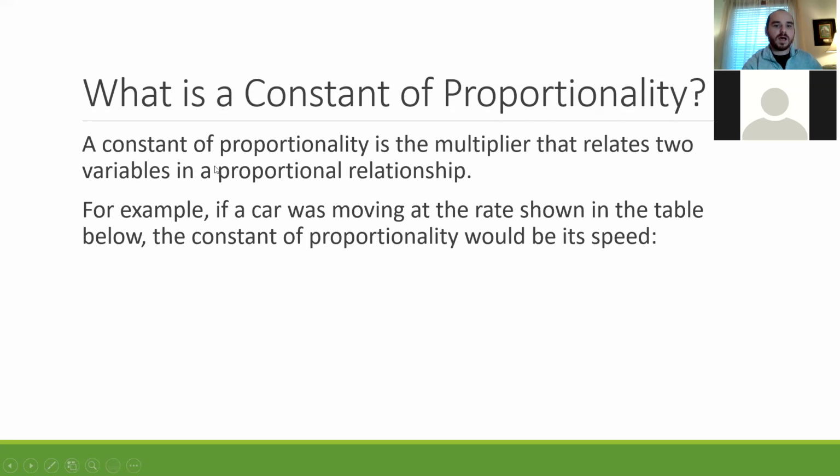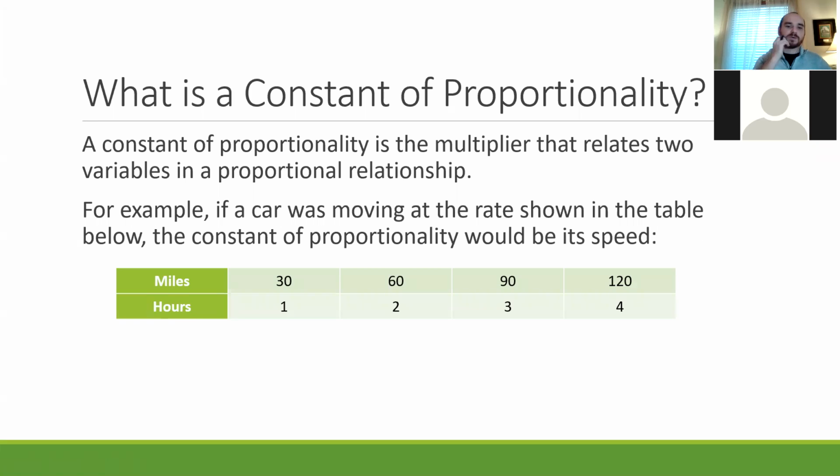Let's continue. So for example, if a car is moving at the rate shown in the table below, the constant of proportionality would be its speed. So here we have a table that shows us a car driving. The number of hours that it's driven is on the bottom, and the number of miles that it's gone is on the top.